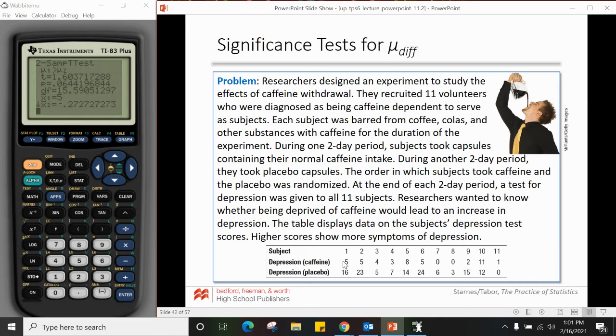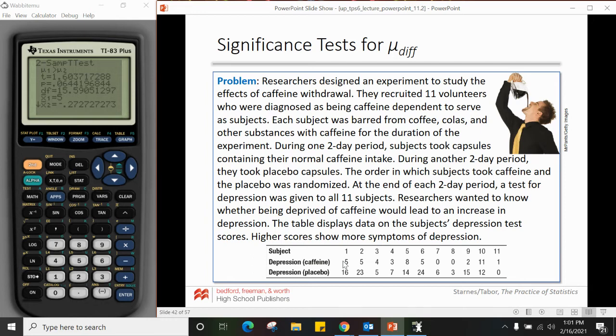At the end of each 2-day period, a test for depression was given to all 11 subjects. Researchers wanted to know whether being deprived of caffeine would lead to an increase in depression. Here's a table to display the data from the subjects.